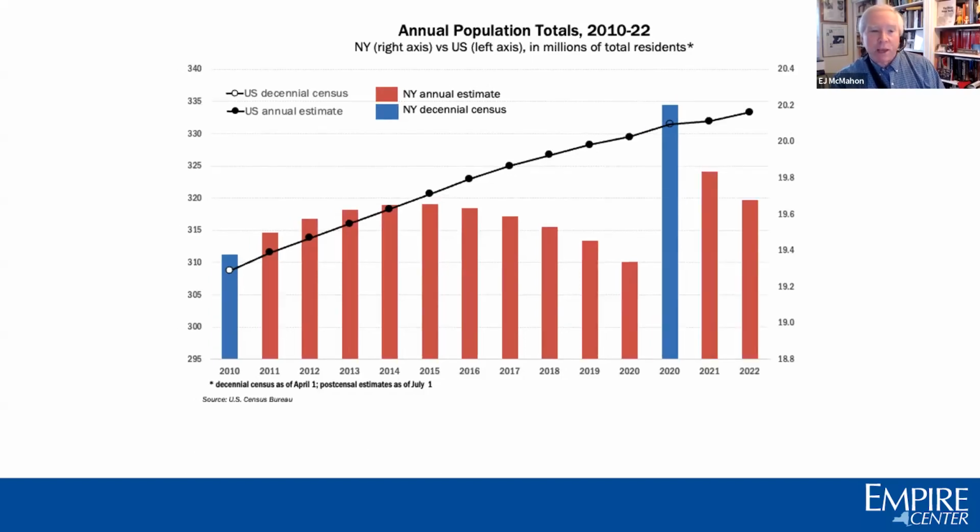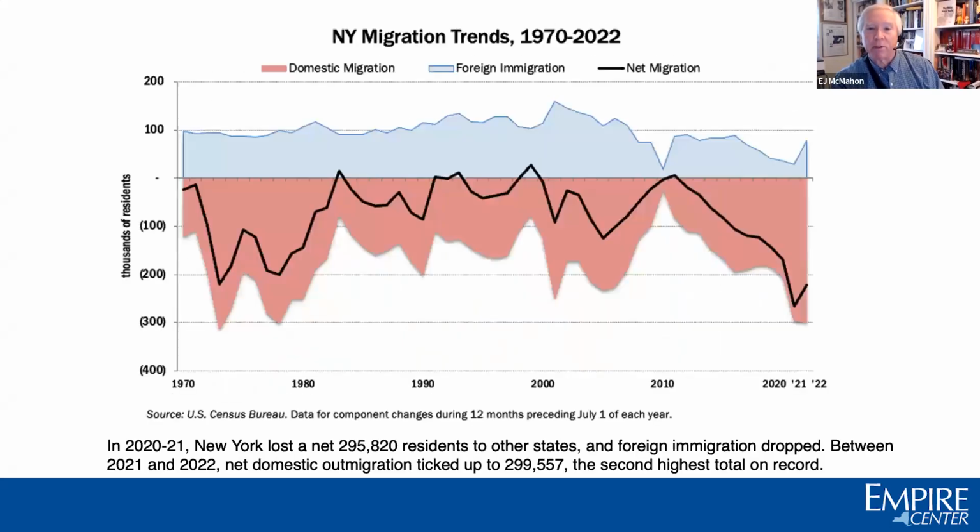Boom. This is what has happened since the pandemic. The estimates since the pandemic show a very significant decrease and a loss of almost everything, or a good part, of what we thought was the increase between the 2010 and 2020 census. These are very big decreases. Why did these decreases occur in light of the estimates? The reason is those migration trends that I talked about earlier.